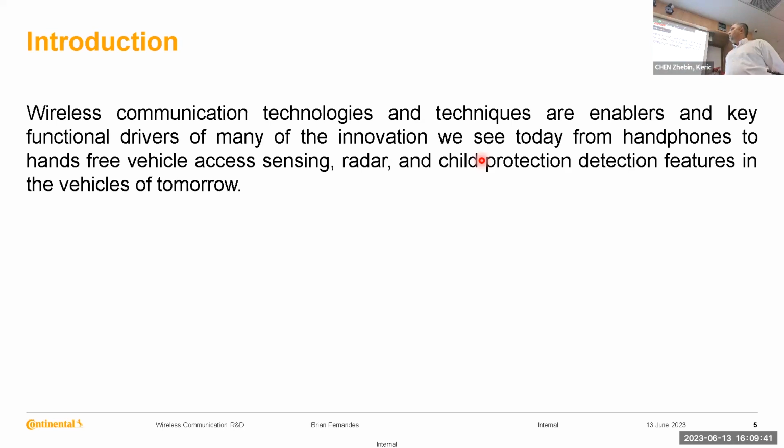So wireless communication technologies and techniques are essentially the enablers of new functions, new innovations in the automotive world as we see today. And now I will present some of the newest innovations that we have, like vehicle access sensing, radar, child protection, detection features. And these are features that we are implementing into our customer vehicles for the future, what we call OEMs, or original equipment manufacturers. They are essentially the manufacturers of the vehicles.